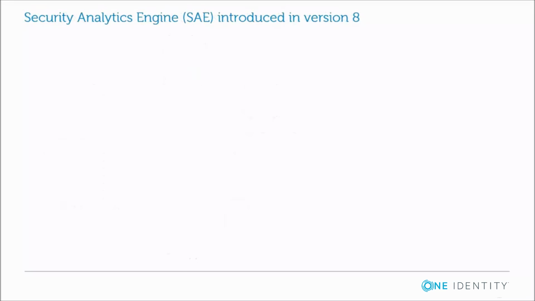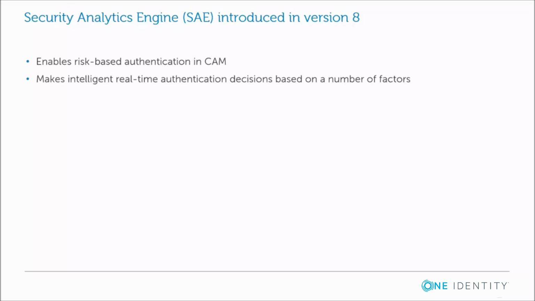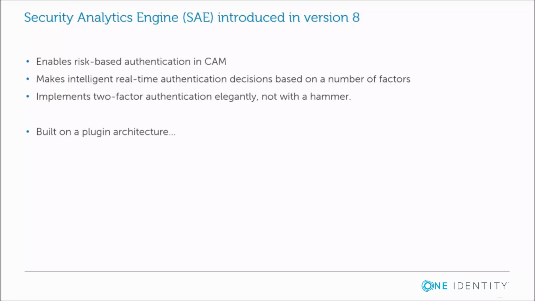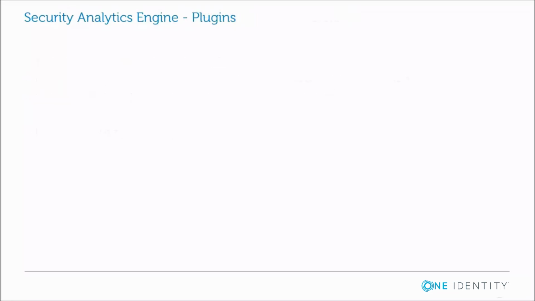intelligently? Well, the Security Analytics Engine, what we refer to as the SAE, was introduced in version 8 of Cloud Access Manager. It enables risk-based authentication in Cloud Access Manager. We make intelligent real-time authentication decisions based upon a number of factors. We're going to get into that a little bit later. And really, we implement two-factor authentication elegantly, not with a hammer. It's built on a plugin architecture, so let's take a look at that plugin architecture.